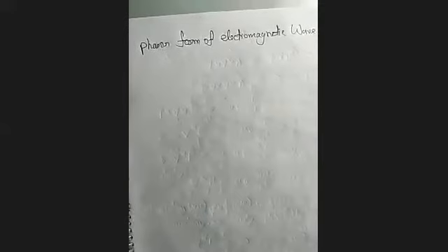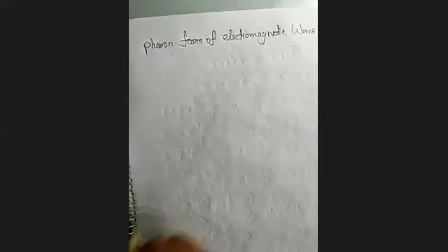Phasor form of the electromagnetic wave equation. At first, you have to write the integral form. Can anyone say what the integral form is? That means del square. Record for 1 minute.